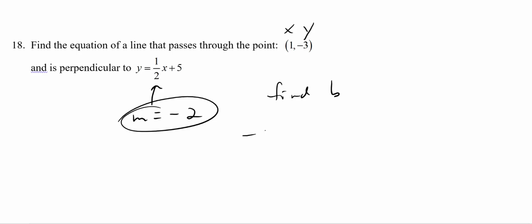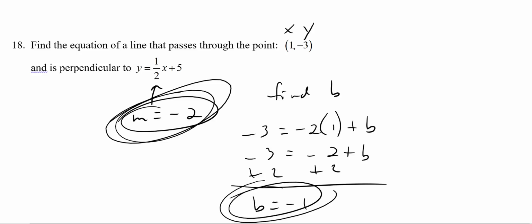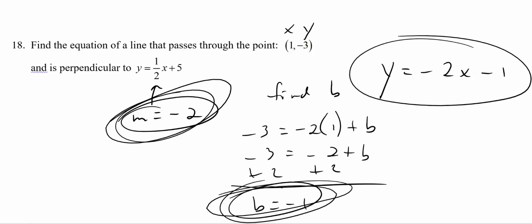So plug it in. y equals m times x plus b. So negative 3 equals negative 2 plus b. Add 2 to both sides. b is negative 1. Okay, so I have m and I have b. And so my equation is y is equal to negative 2x minus 1. Okay, pretty easy. Please do not use the original slope in your new equation. That just helps you get the new slope. So you see y is equal to negative 2x minus 1.